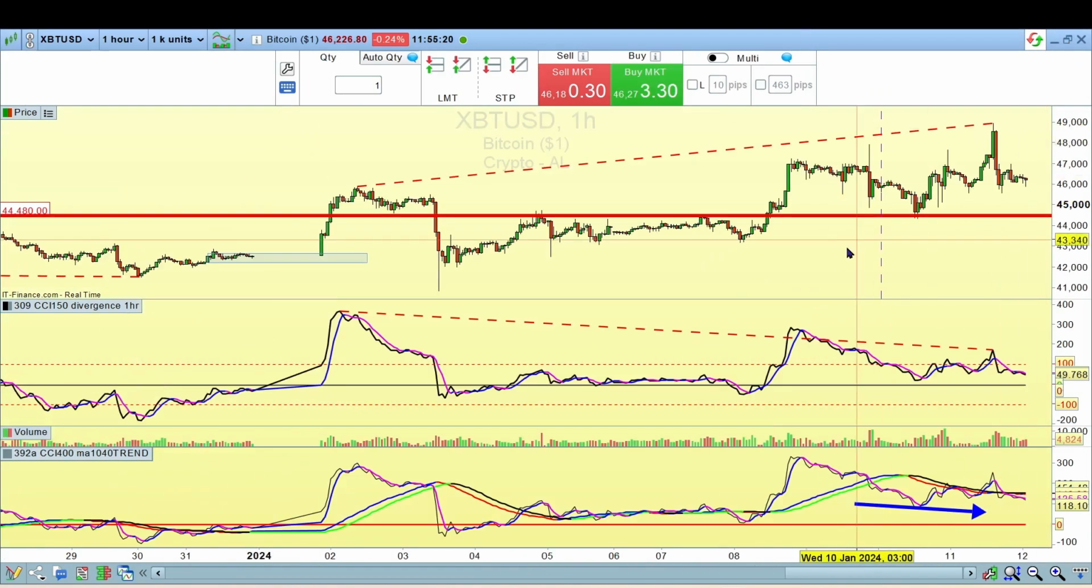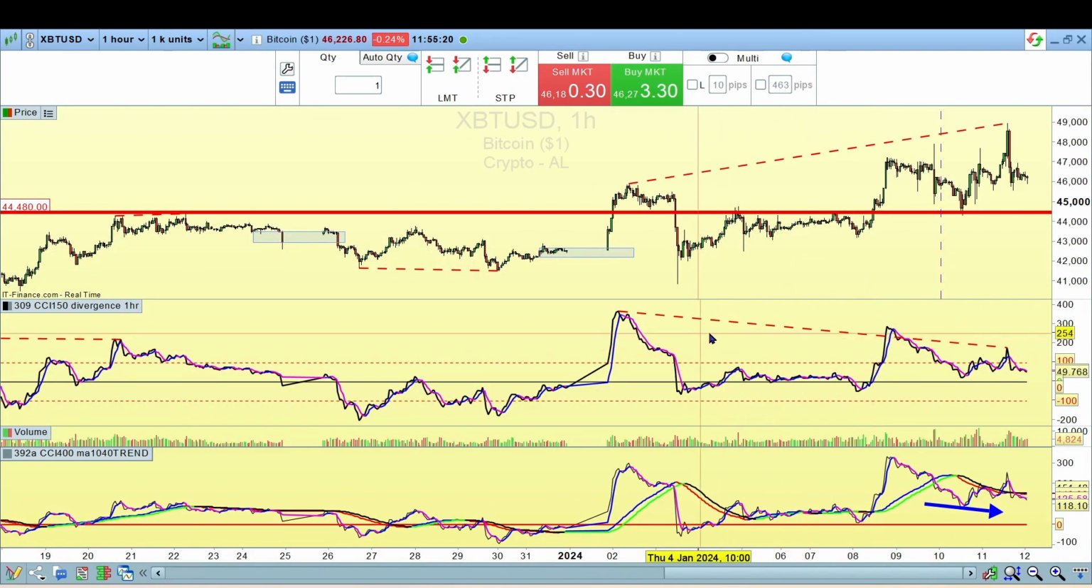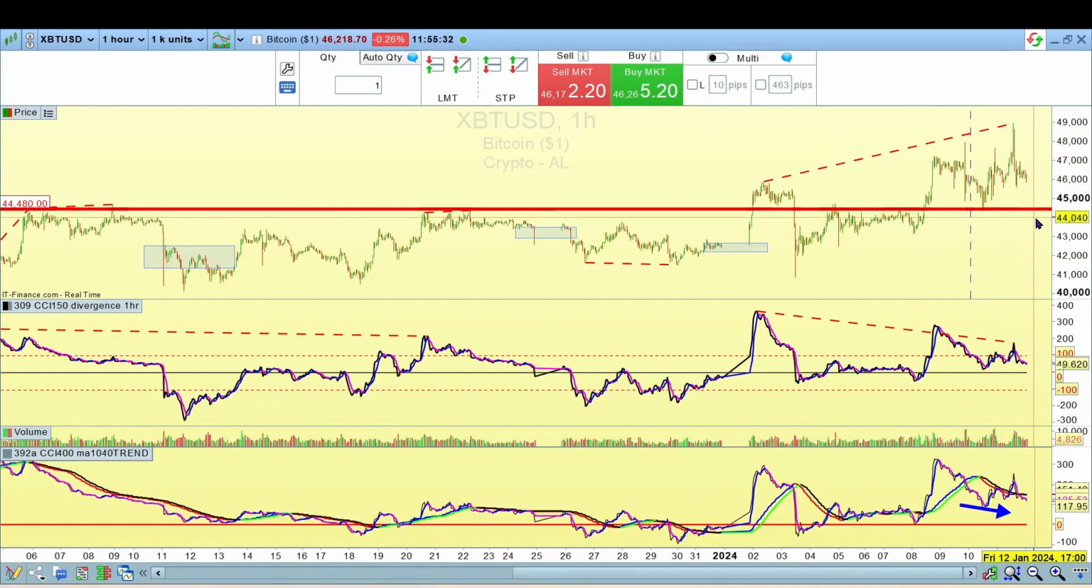On the hourly, likewise, we've got a bearish divergence on the CCI 150. It's also bearish on the CCI 400, although that's probably less significant because it does have a lot more ups and downs. The main thing to look out for here is the CCI 150 breaking with lower highs versus higher highs on the price. And again, we're expecting it to break to the downside.